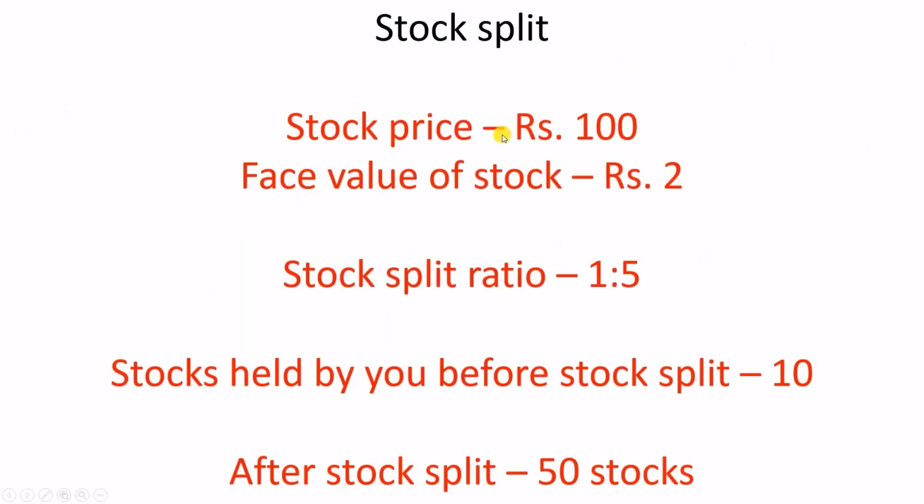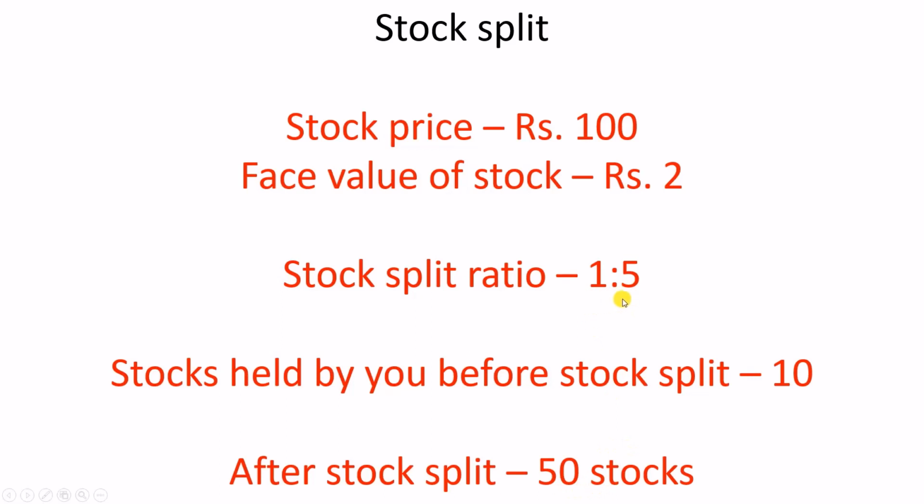Let us come to this. Let us say that the stock price is 100 rupees. Same example. The face value of the stock is 2 rupees. And let us say that the company announces a stock split ratio of 1:5. And let us say you have 10 stocks before the announcement of the stock split. After it is split in the ratio 1:5, you have 50 stocks.